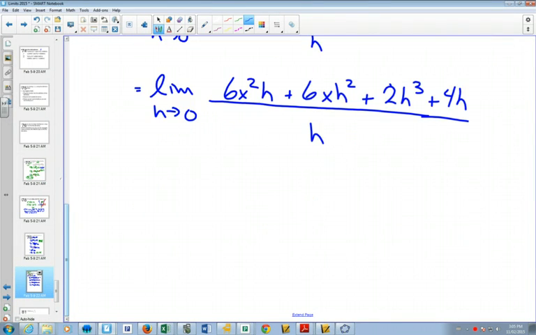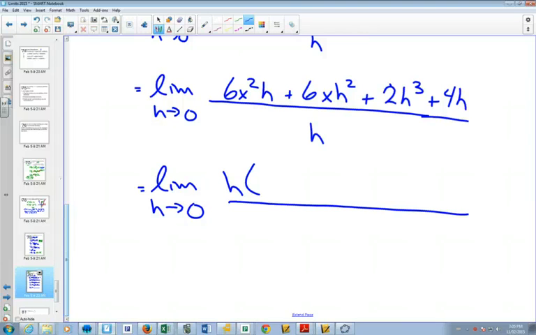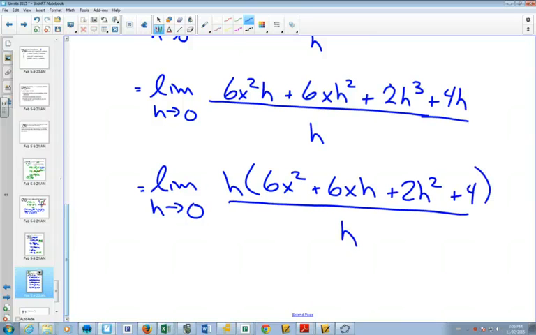Factoring out the h, leaves me with 6x squared plus 6xh plus 2h squared plus 4. And now my h's go away. And when you plug in 0 where the h's are, you are just left with 6x squared plus 4.